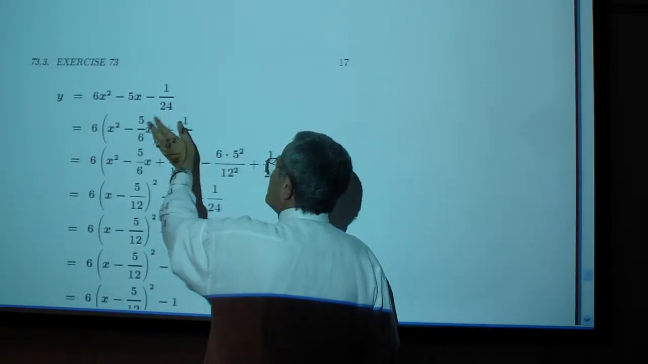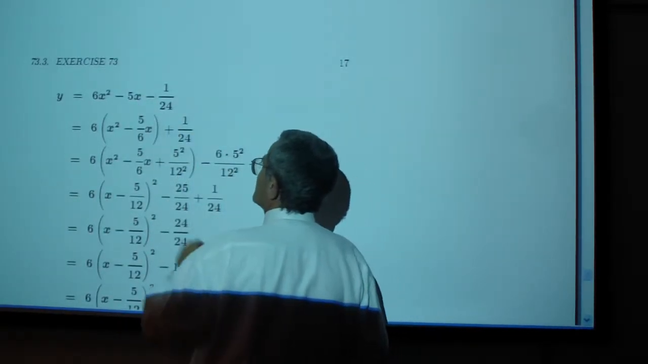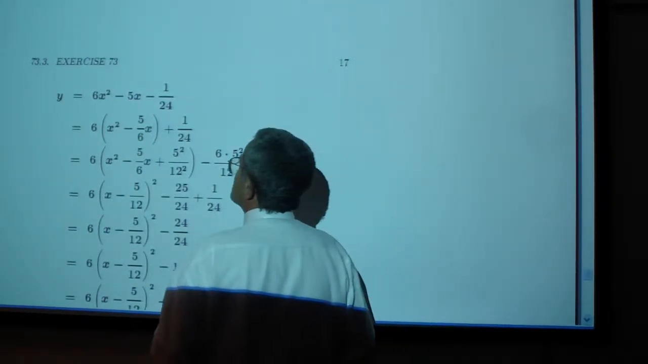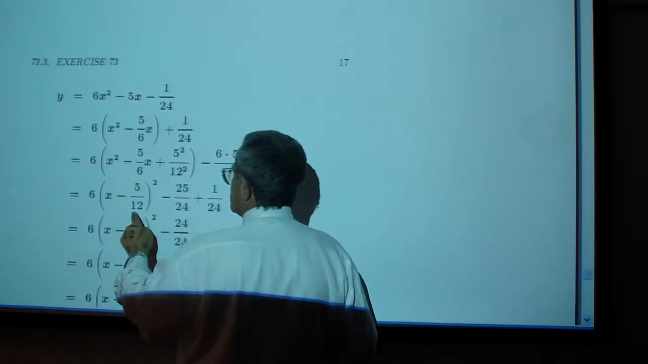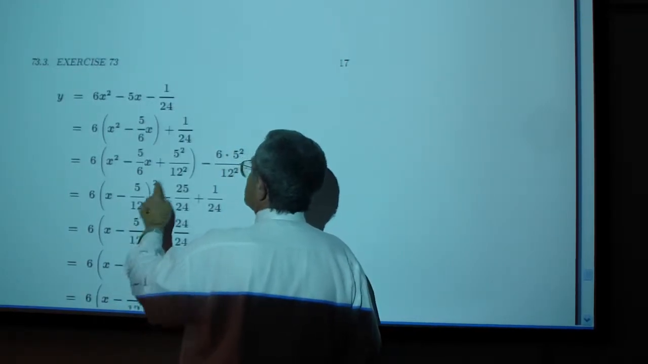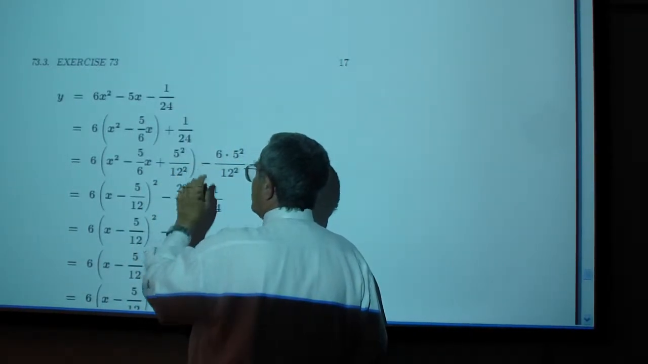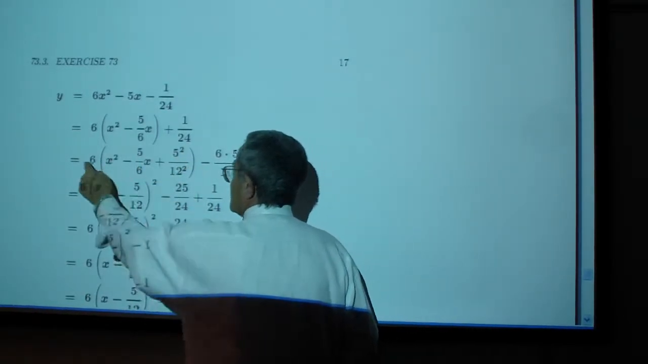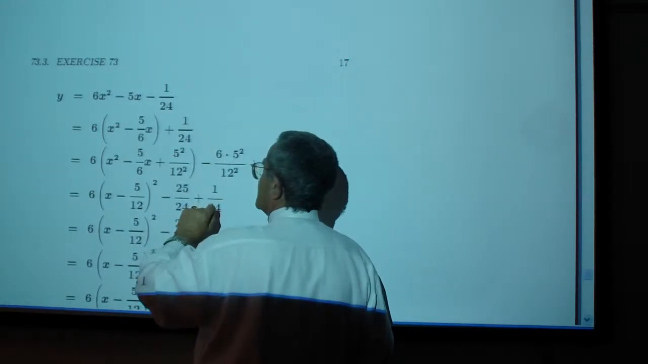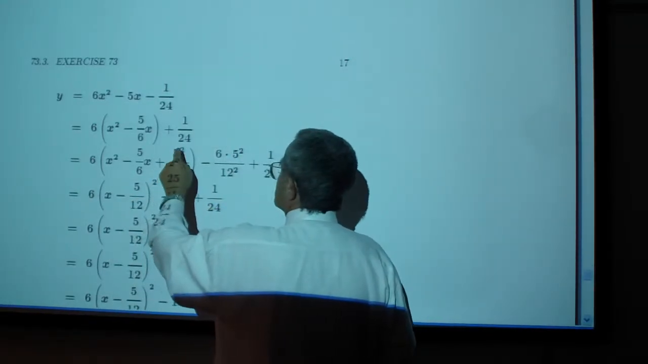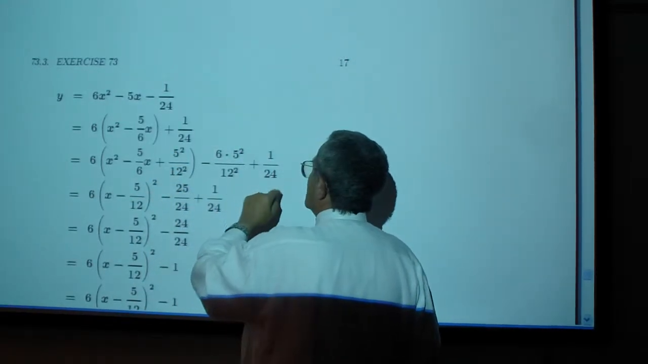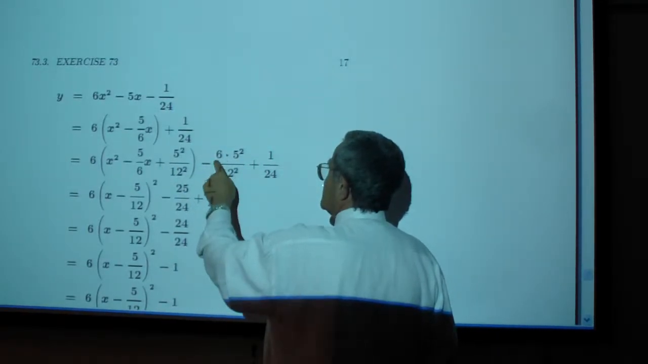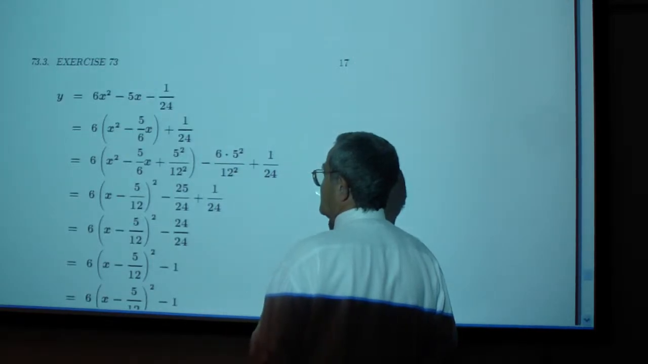The 1 over 24 is kind of by itself, not really directly related to completing the square. So I need half of this coefficient, which is 5 over 12. I need that number squared, but be careful. The 5 over 12 squared is inside the parentheses, so that number is multiplied by 6. So I'm adding 6 times 5 squared over 12 squared, and I am subtracting the same number over here, 6 times 5 squared over 12 squared.